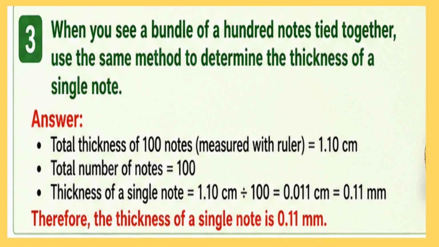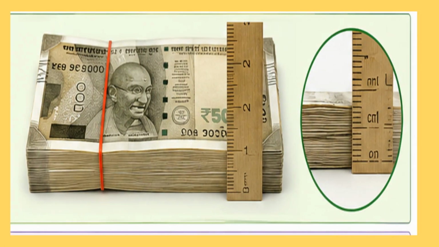Finally, using the same method for a bundle of 100 notes with a total thickness of 1.10 centimeters, we find that the thickness of a single note is 0.11 millimeters. This image shows a bundle of currency notes being measured with a ruler. It illustrates how we can use standard measurement tools to determine the dimensions of thin objects.